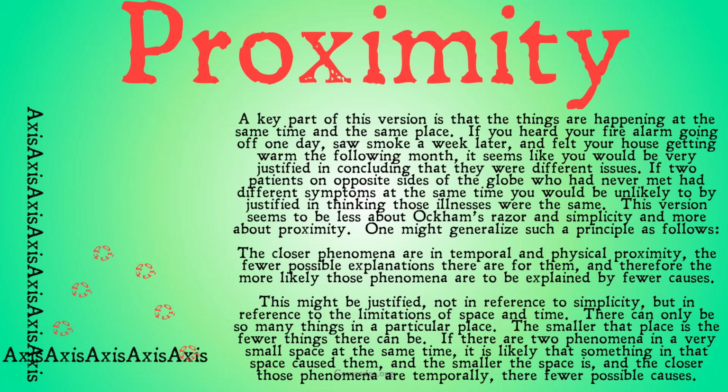Now, this might be justified, not in reference to the simplicity of a theory, but in reference to the limitations of space and time. There can only be so many things in a particular place. And so if two events happen at exactly the same place at exactly the same time, there's only so many things that can cause them. The smaller that place is, the fewer things there can be. If there are two phenomena in a very small space at the same time, it's likely that something in that space caused them, and the smaller the space is, the closer those phenomena are temporally, the fewer possible causes there are, simply because there can only be so many things in a certain space at a particular time.